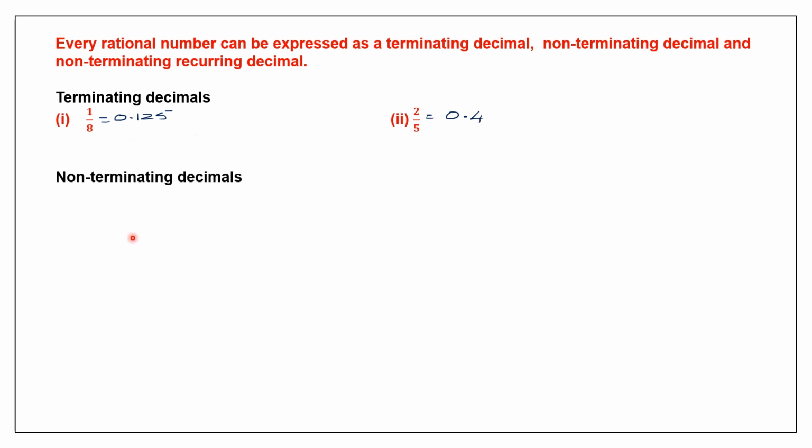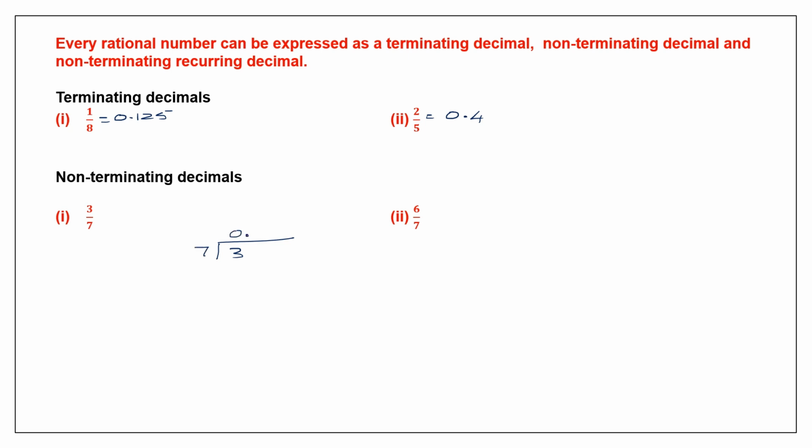Now we have non-terminating decimals. Here the division will not end. However much you continue to divide, however many times you divide it, it will still go on. Let's take some examples and understand this. Now we have 3 by 7. Let's divide 3 by 7 and see whether the quotient ends.